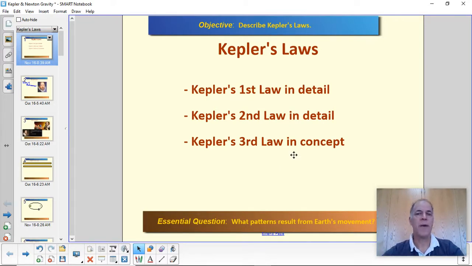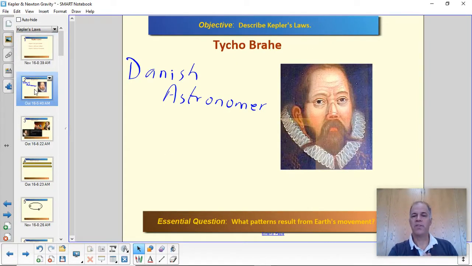Kepler's third law is purely mathematical, and the math is just a pain in the neck to do, and I'm not going to make you do the math for it. But I do want you to know what it covers and what it describes. Let's start off here with a story.